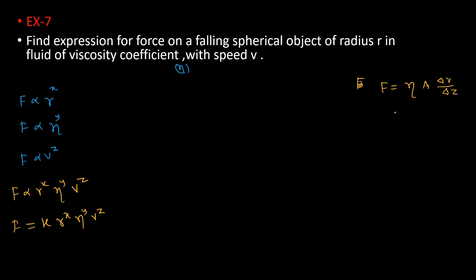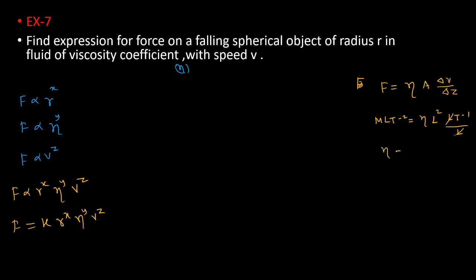Clear? Okay. So what will be the dimension of force? We know the dimension of force is MLT to the power minus 2. Clear? It will be eta here. What will be the dimension of A, that is L square, and what will be the dimension of delta V, that is LT to the power minus 1, and delta Z is L. So this one and this one will be cancelled. Clear? Okay.